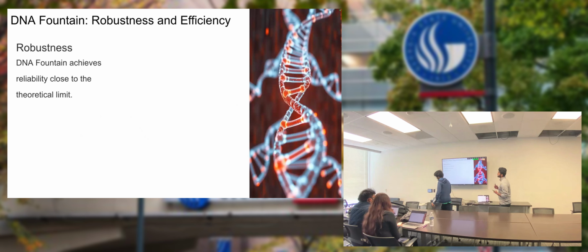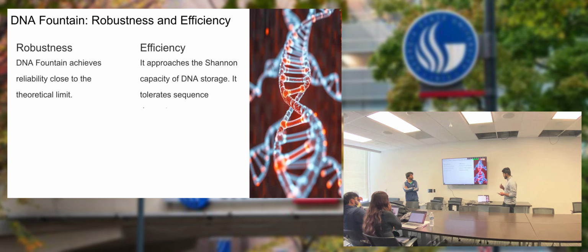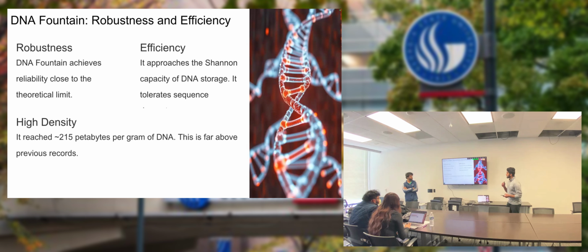All right, the third tool is DNA fountain. This is an encoding technique and encoding algorithm. If we're talking about its robustness, it achieves reliability close to the theoretical limit. It's quite efficient. It approaches the Shannon capacity, which means you can store as much data as you can. And third, it's high density. It can store up to 15 petabytes per gram of DNA. This is far above the previous records. So it's strong proof that encoding techniques like fountain code are well suited for DNA storage.